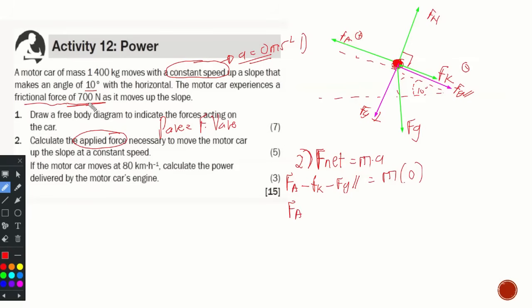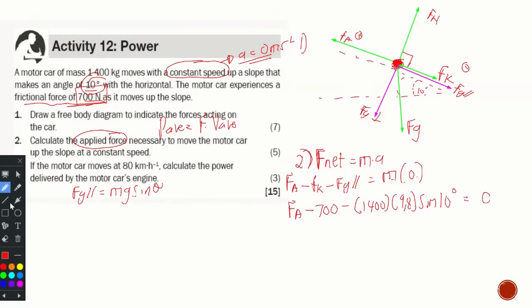But our FK we've been given to be 700 newtons. So minus 700. Then we can break down the FG parallel. Remember, FG parallel is mg sine theta. We've already covered this. So we can say the mass is 1,400, and then g is 9.8, and then we have sine. The angle of the slope is 10 degrees. So we have sine 10 degrees. Then mass multiplied by 0 is 0.